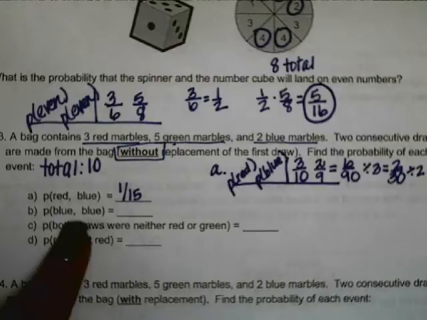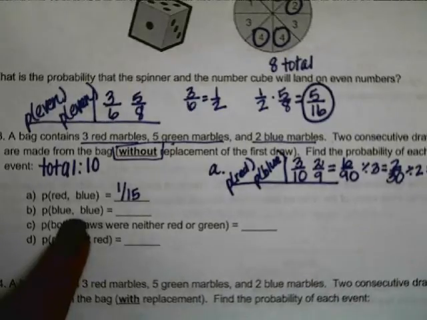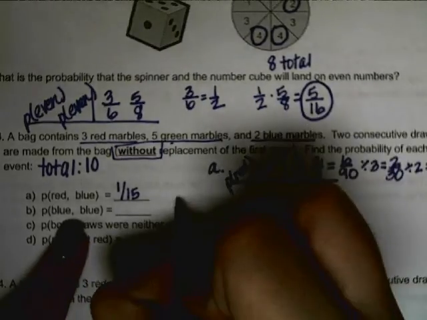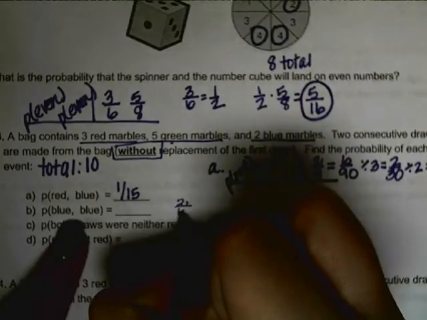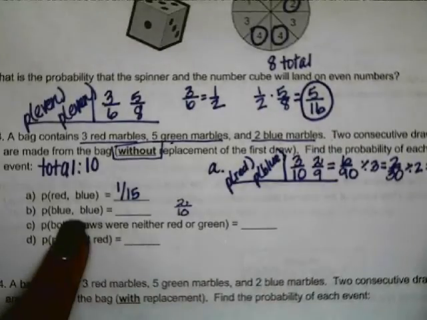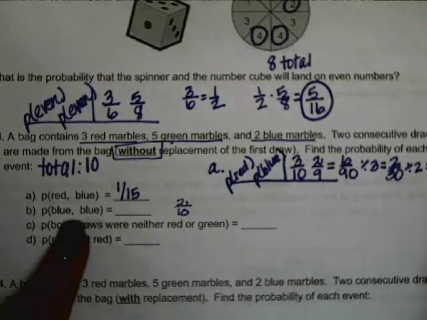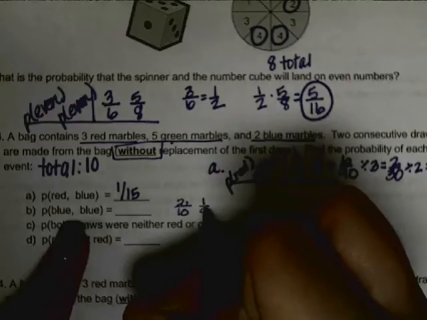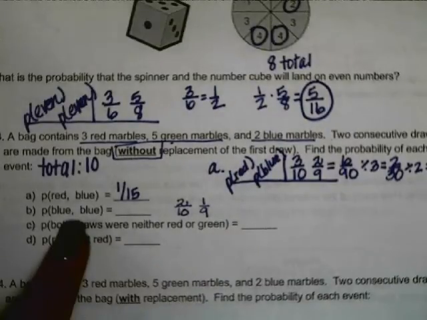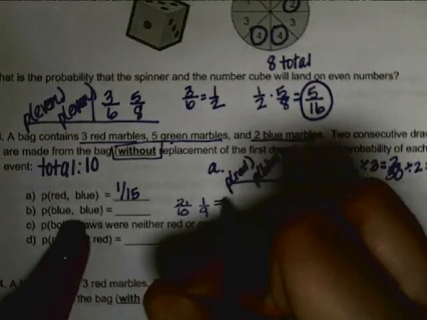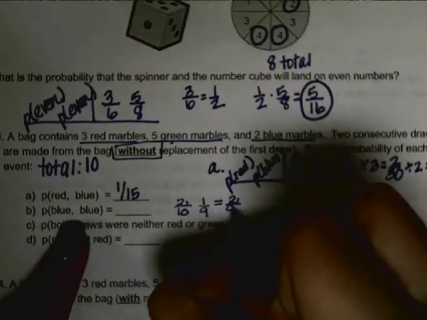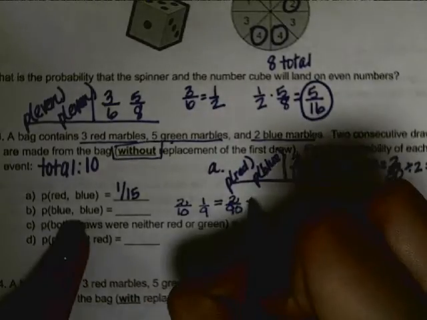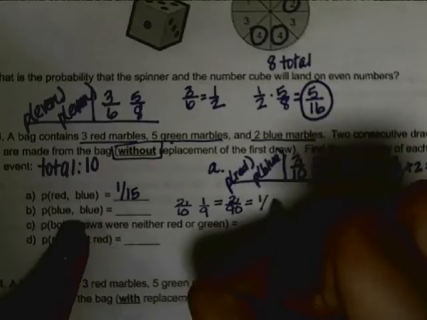A blue and a blue. My probability of a blue is 2 out of 10 on my first draw. But I don't replace it. So now I only have 1 blue marble, and my new total is 9. Multiply across, and you get 2 over 90. Divide by 2, and you get 1 over 45.